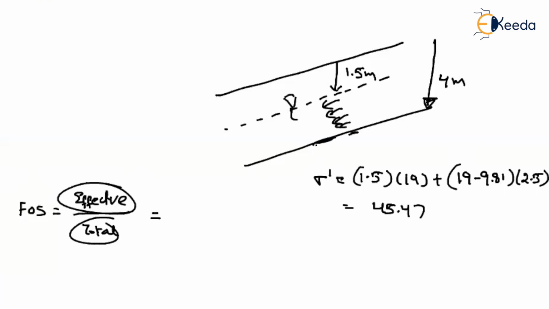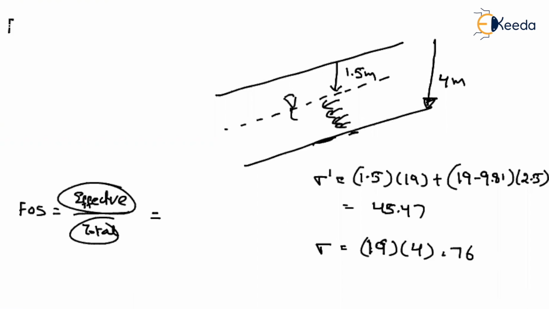But at the bottom, you have to use the total stress, that means sigma. That will be equal to how much? Total value: here it is also 19 and here it is also 19. So simply you can directly take 19 into the total depth, which is 4. So 19 into 4 is how much? You are getting it as 76. That's it. Substitute in the equation.